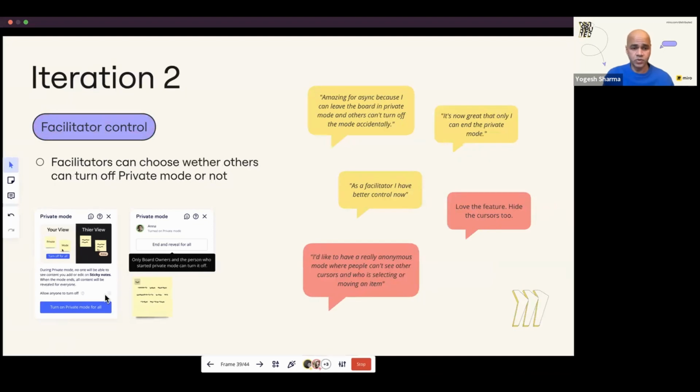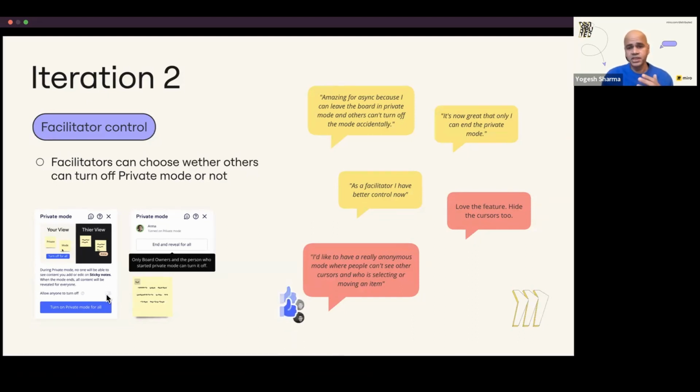We added this new option which said "allow anyone to turn off," whether you want to give that control or not. I think that made a lot of difference for tightly facilitated meetings where the facilitators wanted tighter control. But the need for anonymity was not going away anywhere.